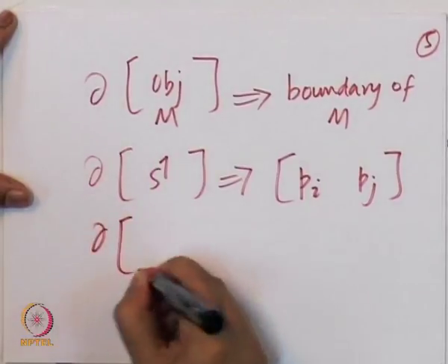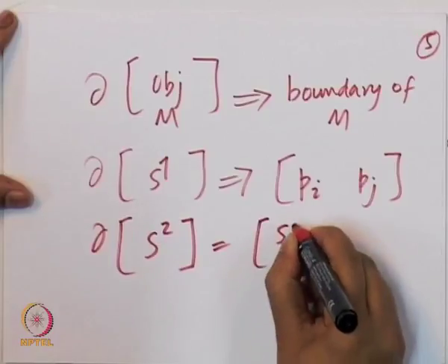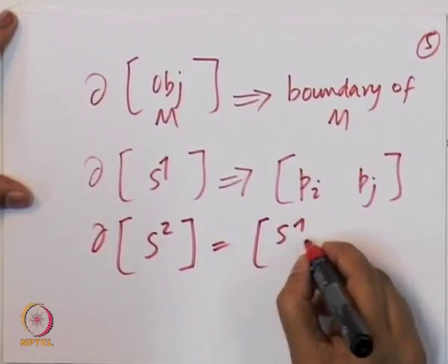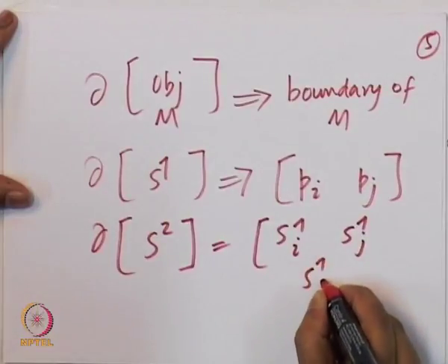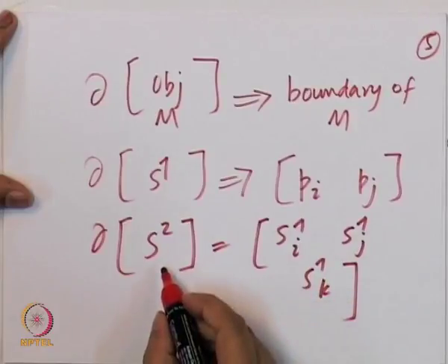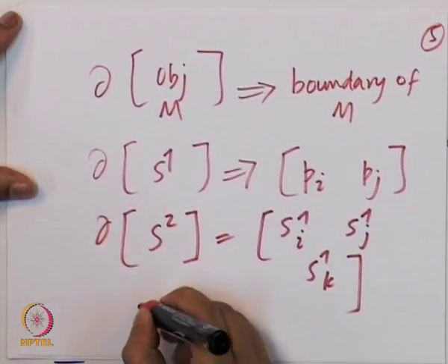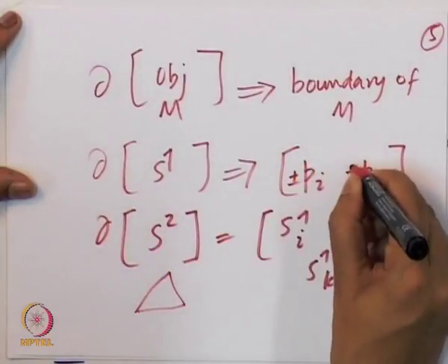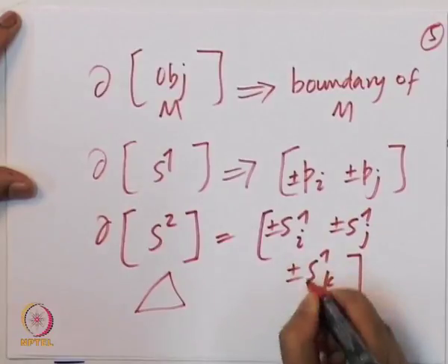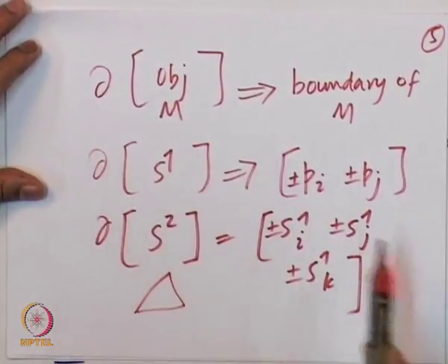Similarly, if I put S2, it is going to give me the values of S1 of i, S1 of j, S1 of k. So ijk are the 1 simplexes that are surrounding the case of a 2 simplex. So assuming that it is a triangle, the 3 sides are given by here, and the signs of it, whether it is plus or minus, is going to be defined by the orientation that we said. So what is happening now is we are able to find out that the boundary operator is operating on certain simplexes or objects and it gives the boundary.